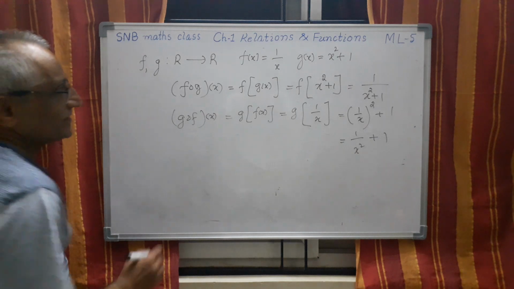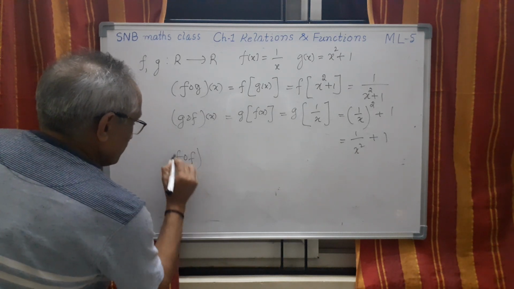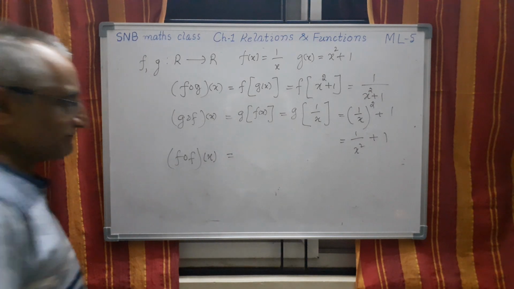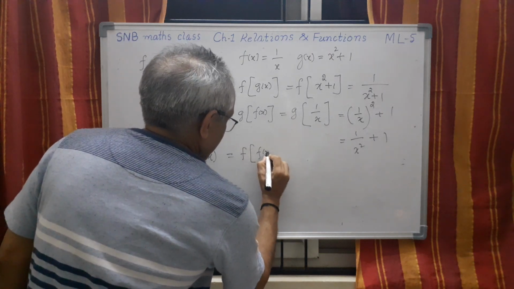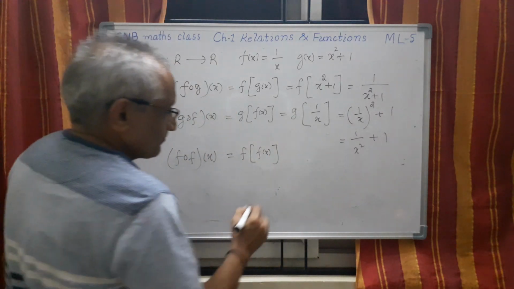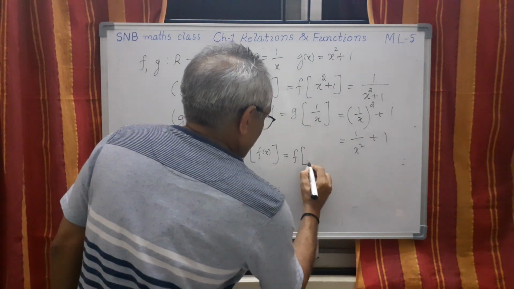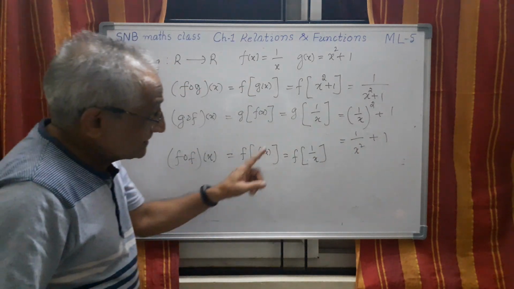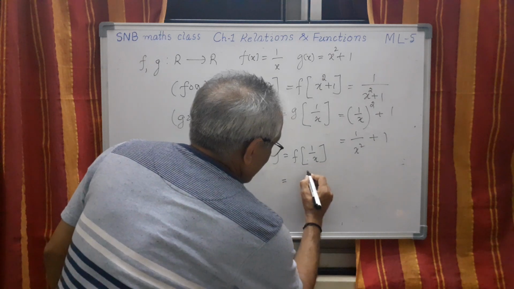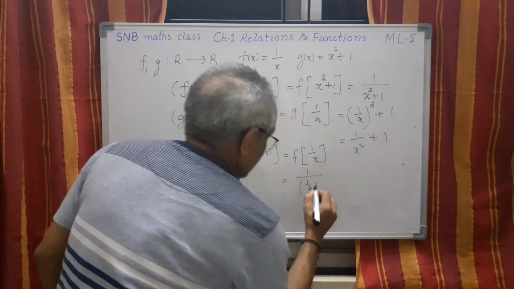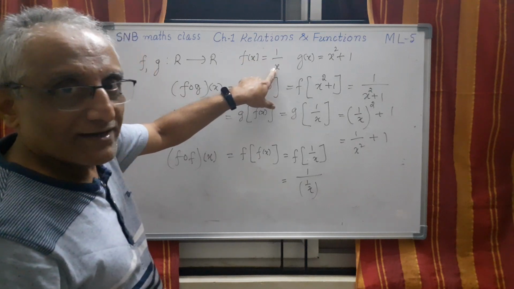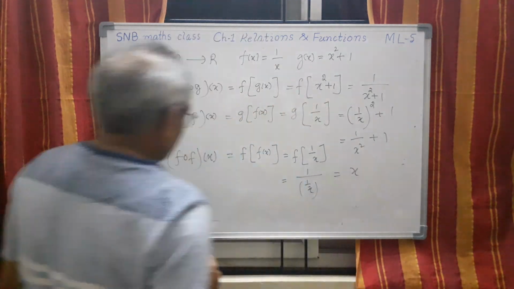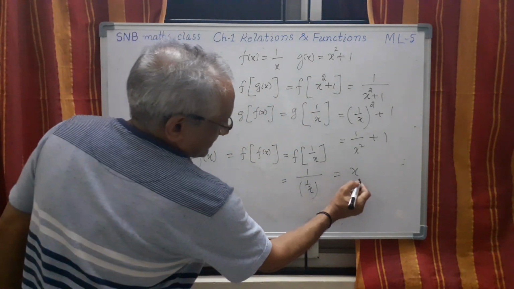Now you can also find f of f of x. The definition is the same. f of f of x equals f of 1 by x, because f of x is 1 by x. What is f of 1 by x? If you put x here, it comes as 1 by x, so if you put 1 by x here, it goes below. So this is x. Therefore, f of f of x is x.